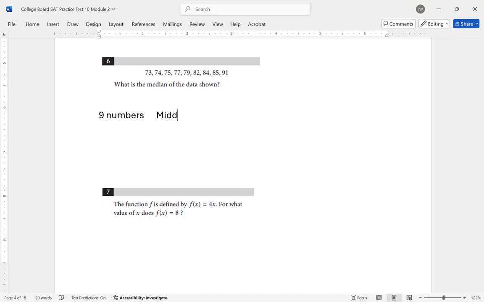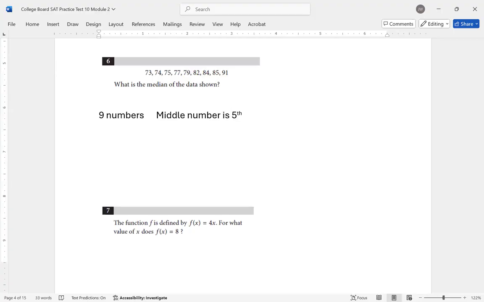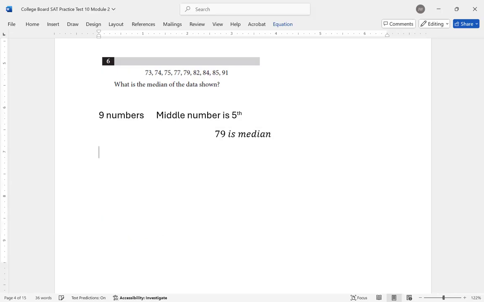So the middle number is the 5th one. Therefore, 1, 2, 3, 4, 5 is 79. That means there's 4 below 79, 4 numbers above 79. So 79 is the median. And that's the answer. We just type in 79 as the final answer.